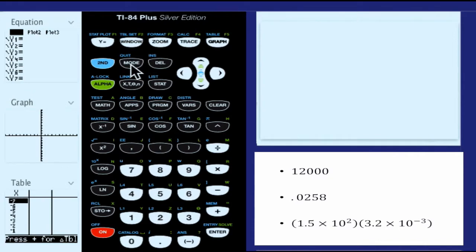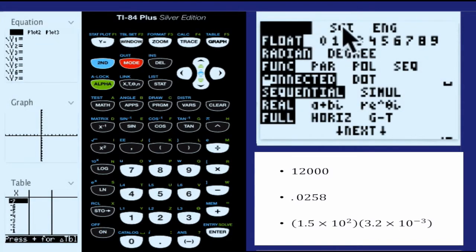So let's press the mode button, which is just to the right of the blue button. And notice the very first row has normal, then sci, and then ENG. We are not engineering. We are going to do the second choice, which is scientific notation. So scroll to the right, make that highlight and blink. To choose it, you're going to press enter.